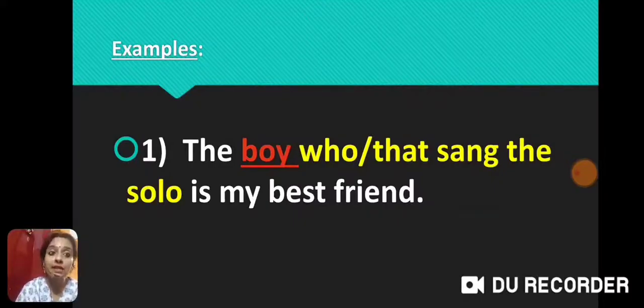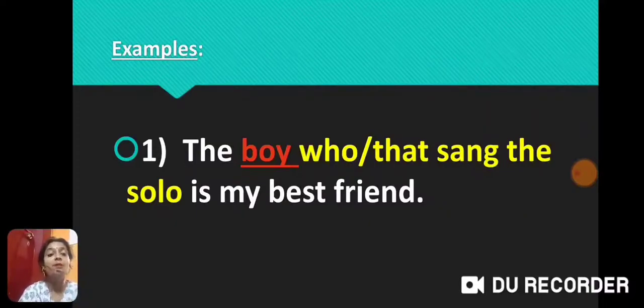Who or that is used for the boy, and the highlighted part in yellow is the adjective part of the sentence. Just read the sentence once more. The boy who or that sang the solo is my best friend. So this highlighted part, who or that sang the solo, is the adjective clause in the sentence. And this clause is giving us information about the boy, which is a noun.